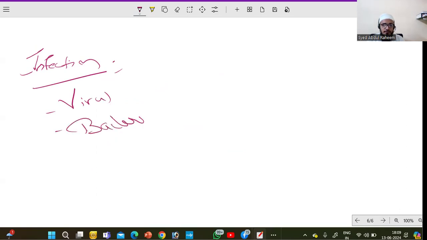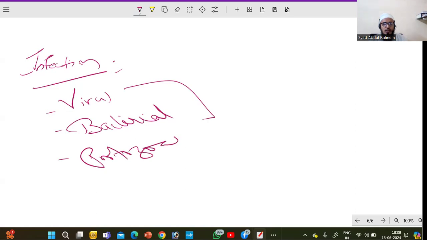Okay, understood. So let's see the infection first. In infection, we have viral infection. Due to viral infection, there is hepatitis. Bacterial infection. They will have spirochetal infection. Okay, bacterial infection and protozoal infection. Most common are viral, bacterial, protozoal infection. They are the three common ones.